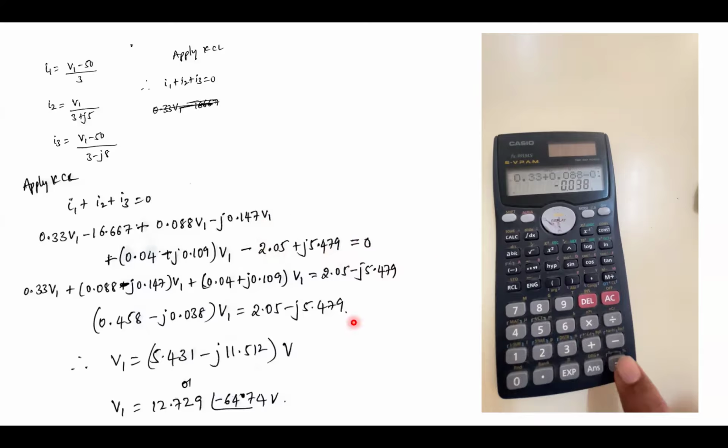I'm sending this to the right side. It becomes 2.05 minus 5.479 I. Then V1 I want, so I am sending this term to the right side. It becomes divided by, therefore you're getting V1 as 5.431 minus 11.512 volts. To convert this into polar, again you can use shift and plus. Then you press equal, you will get the magnitude value. Shift and equal, you will get the angle. So this is about the numerical.